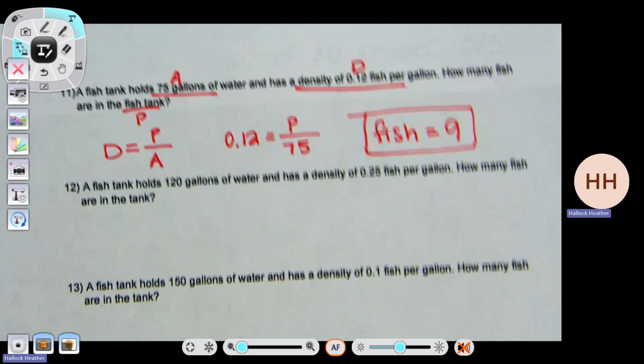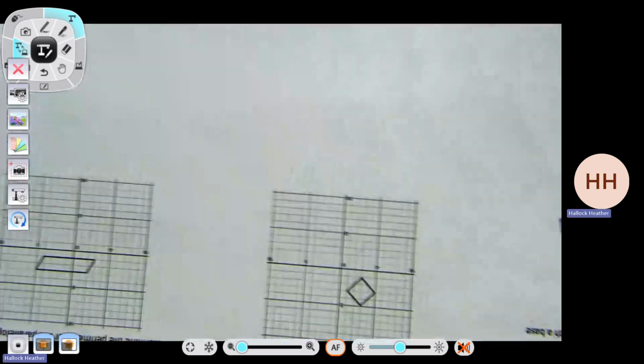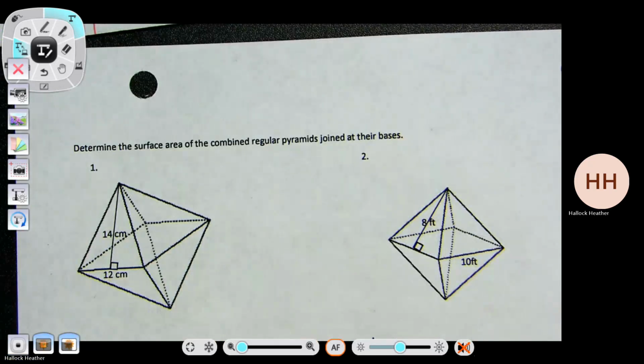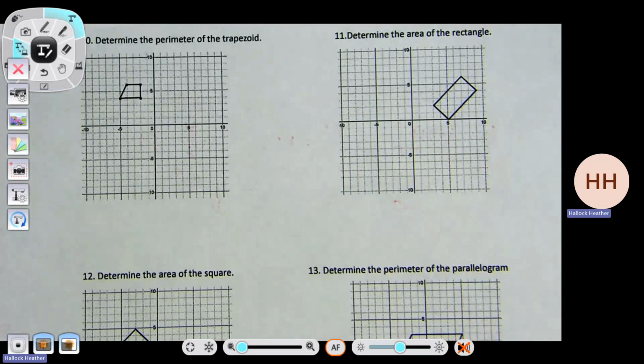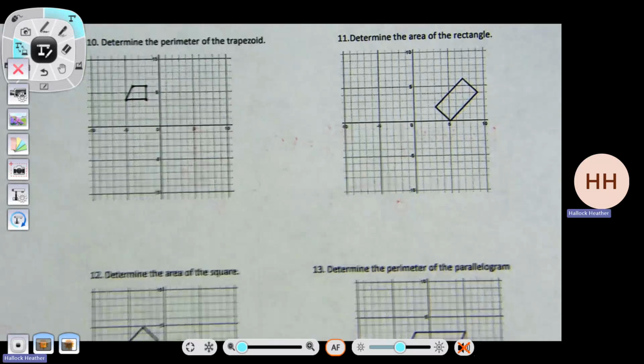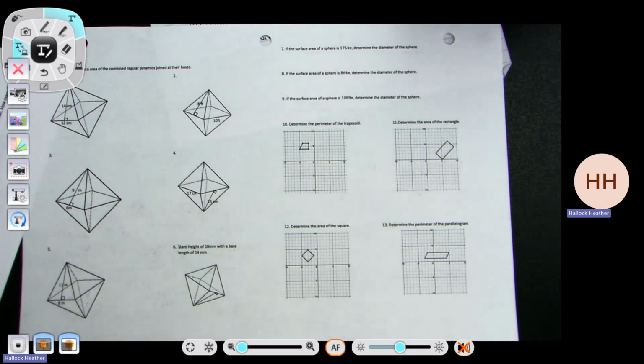Okay, let's go to the back. On the back is a review from yesterday. You have double-sided square base pyramids. And we have surface area of a sphere. And we have perimeter and area of shapes on a graph. Would you like to do one of these together? Which one looks ugly? All of them? Should we do 10? I heard you say 10. Let's do 10. These are from yesterday. If you want, we can do one of those, but let's start with 10.